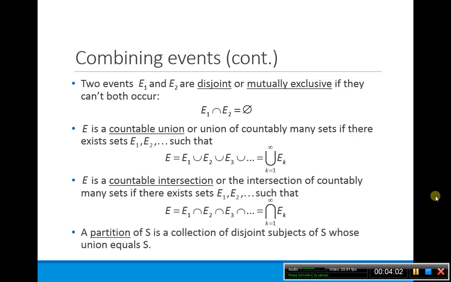A partition of S is where you can write S as the union of events, let's say E1 through EK, so that all of those events are disjoint. So they don't overlap, but their union is the whole sample space. The union is S.